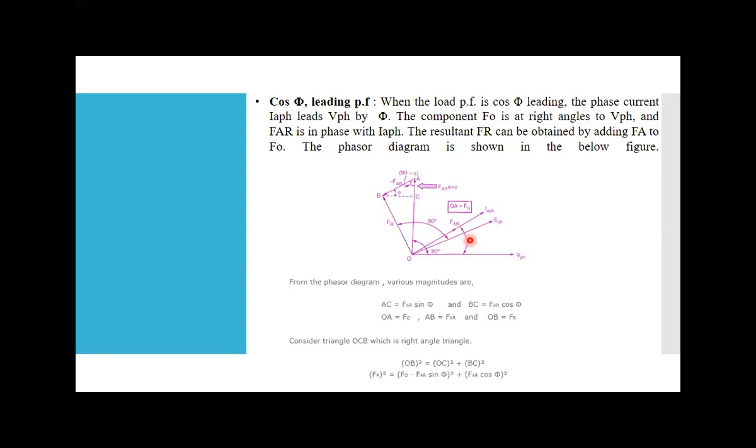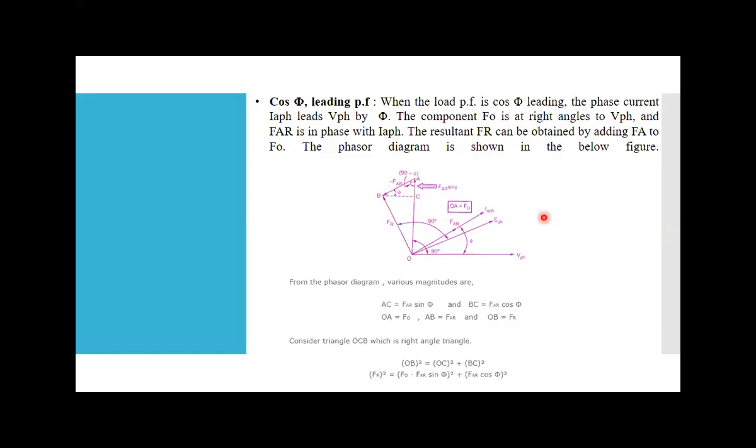Okay, and again your FR is in the same direction as your I. FO is always in the vertical mode. So you can see here the component FO is at right angles to the VPH, and FR is in phase with the IA phase.